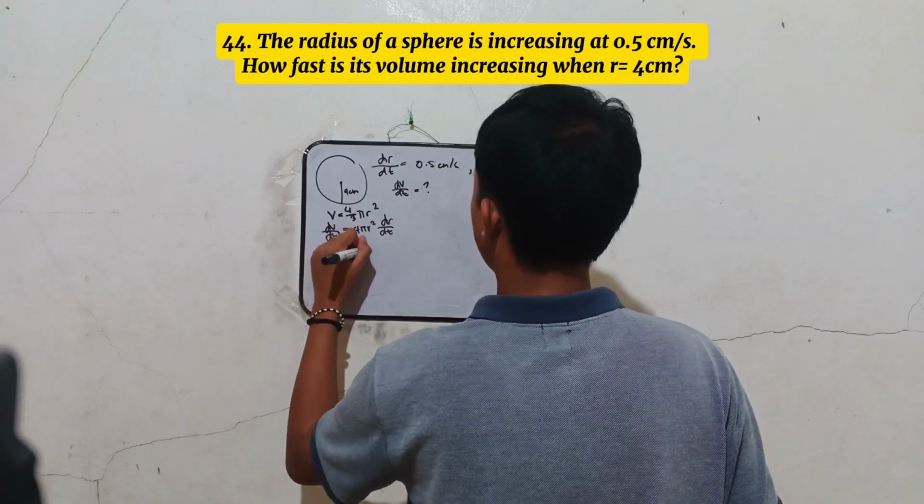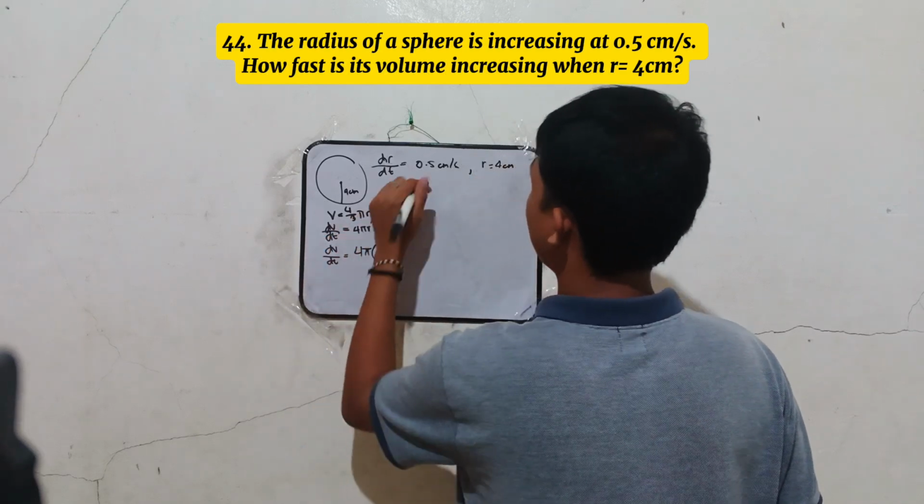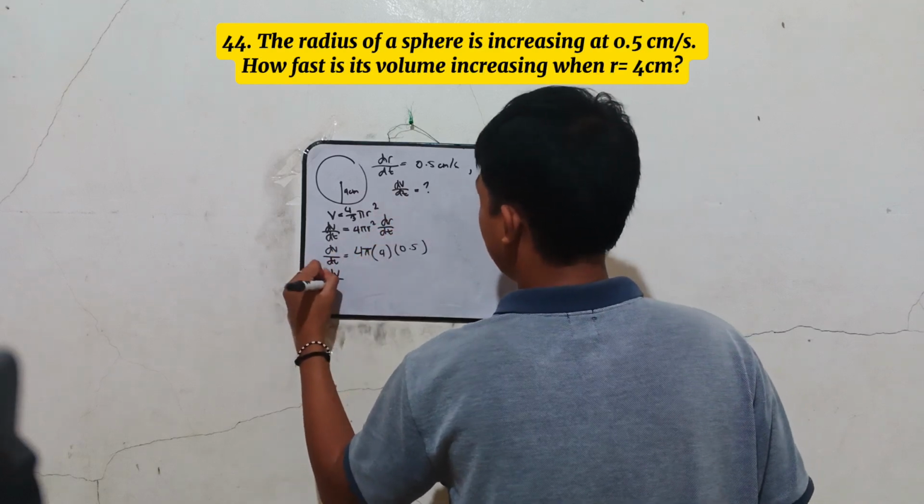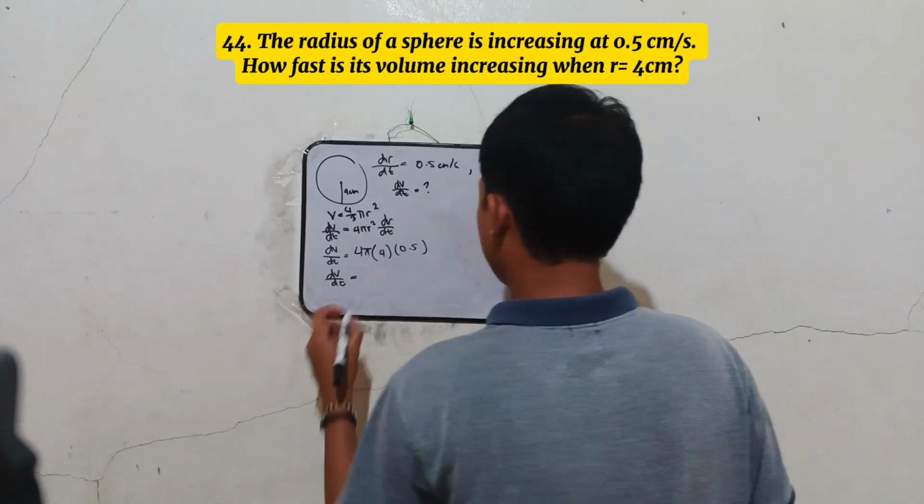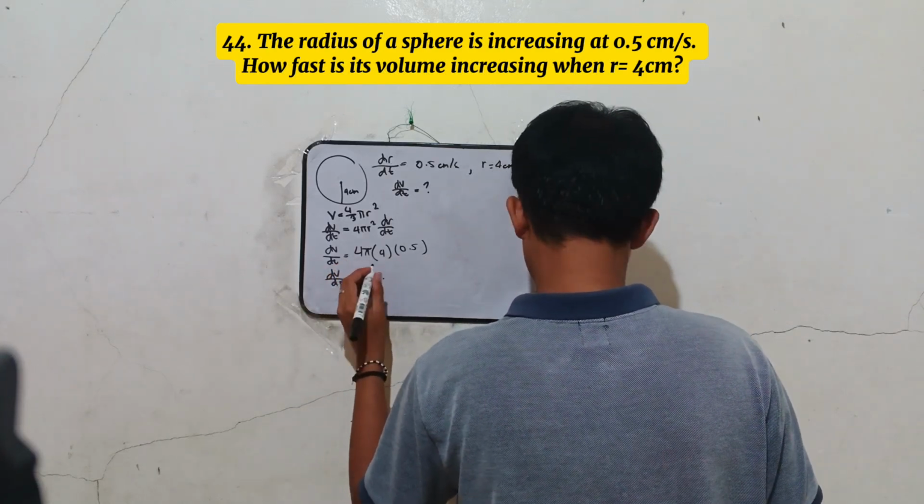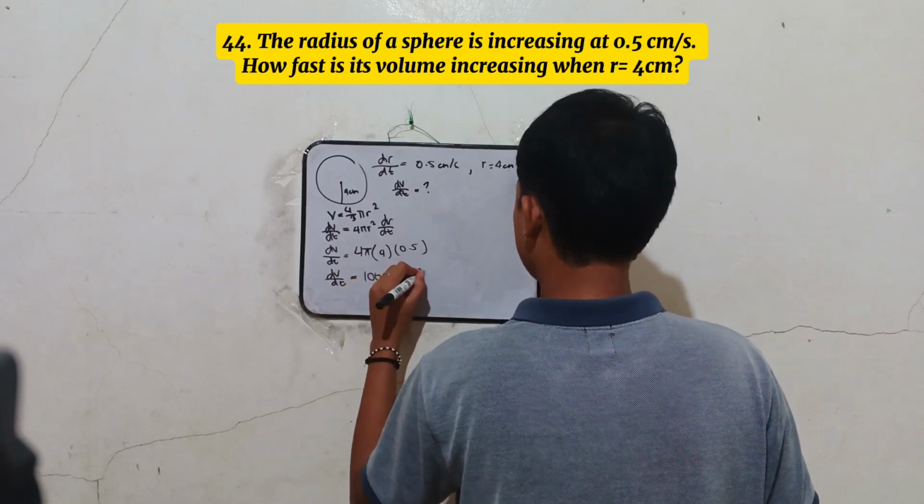And this will become 4 pi, r is 4, then r squared, dr over dt is 0.5. Then calculate the final answer, 153.3 cubic centimeters per second.